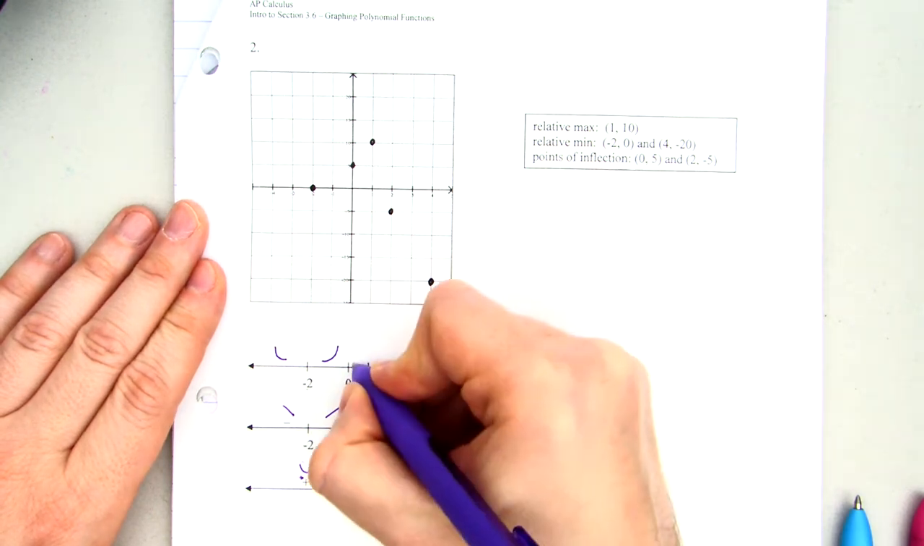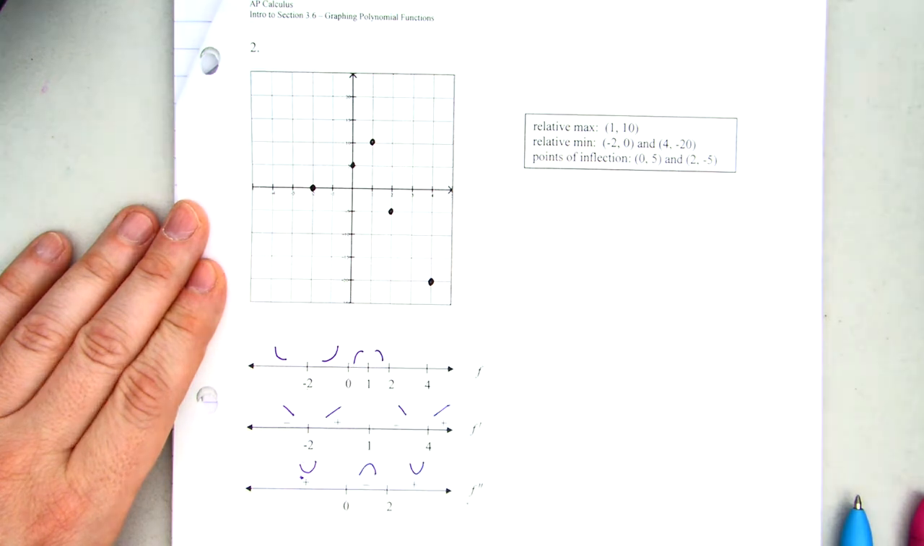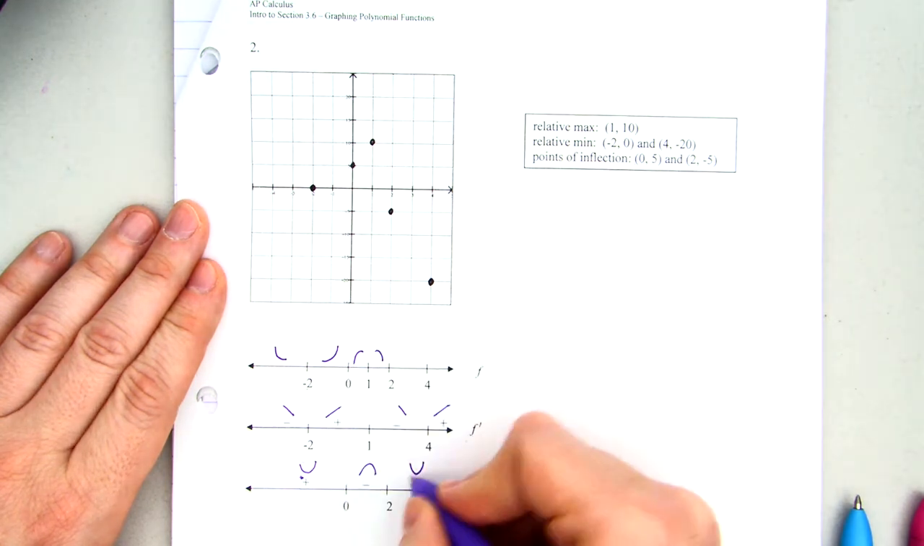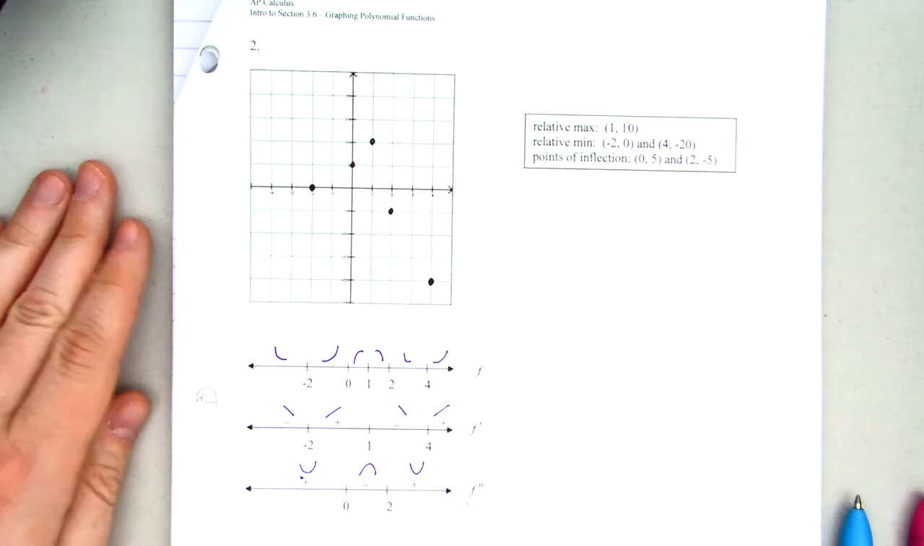Concave down, increasing, one of these. Concave down, decreasing, one of those. Concave up, decreasing, one of these. Concave up, increasing, one of those.